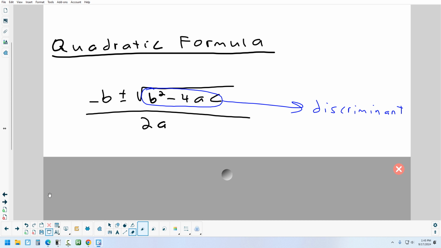All right. Hopefully you are somewhat familiar with that at this point, but if you're not, that's the quadratic formula.